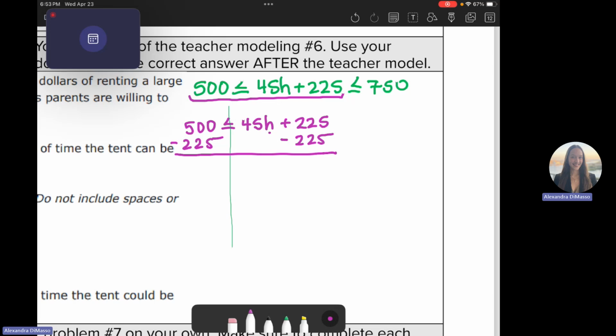So I work from left to right always. Let's see. It is 500 minus the 225. Should have brought my calculator. Okay, so 275.